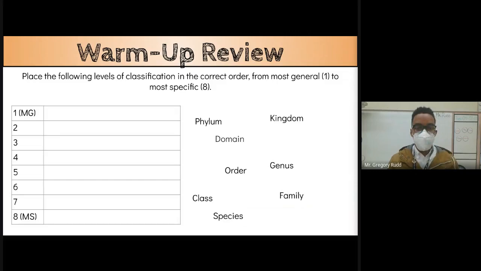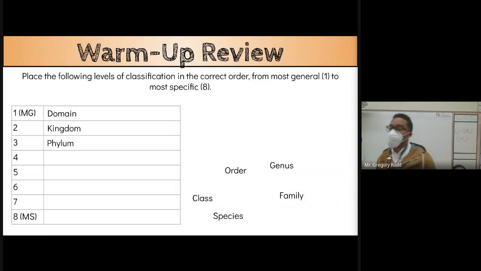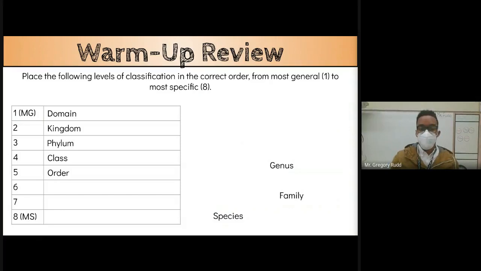And then what comes after that? Good, kingdom. What about after that? Phylum, good. Class, good. Order. Three more. Family, good. Genus, and then species. Excellent.